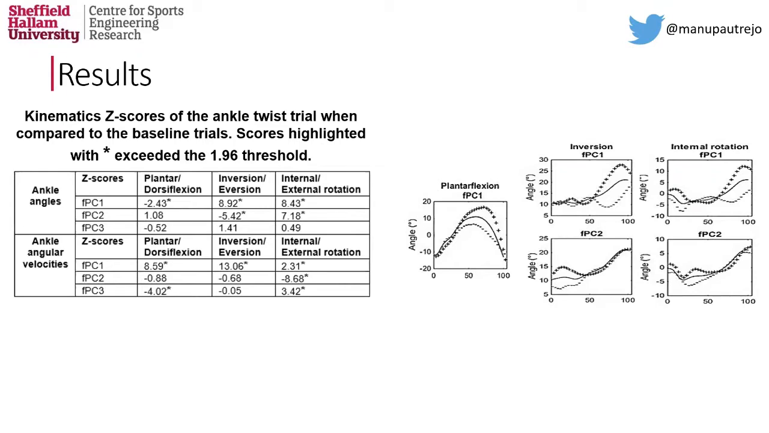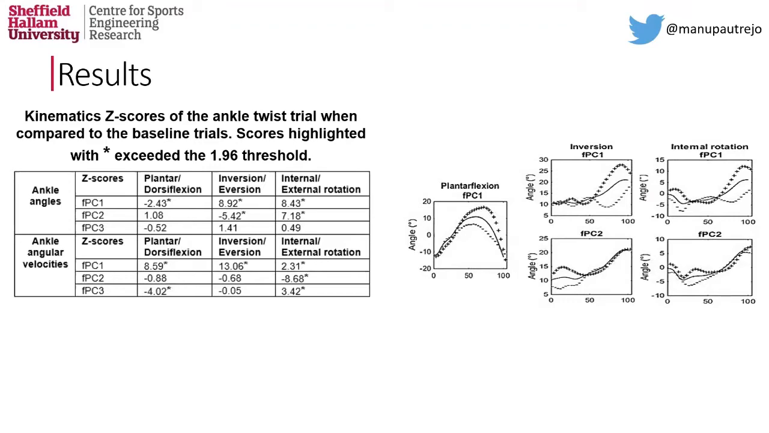The kinematic set scores of the ankle twist trial highlighted differences in both ankle angles and angular velocities for the different principal components of the different axes of the ankle. Regarding ankle angles, we can see that principal component 1 of plantar flexion, the minus curve, describes the switch to dorsiflexion in the ankle twist trial. For inversion, principal component number 2 shows the increase at the beginning of the stance, and principal component number 1 shows the increase in the second half of the stance.